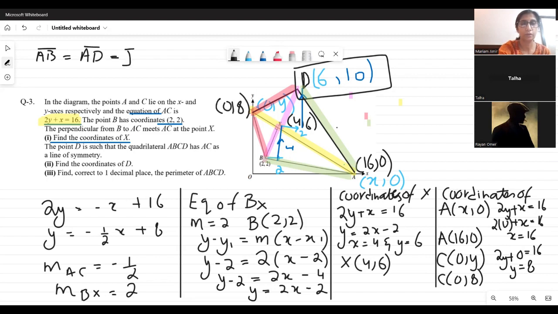Okay, so square root, I'm going to write 16 minus 2 whole square plus 0 minus 2 whole square. What does that give us? 14 square plus 2 square under root, answer is 10 under root 2. I'm getting 10 under root 2.